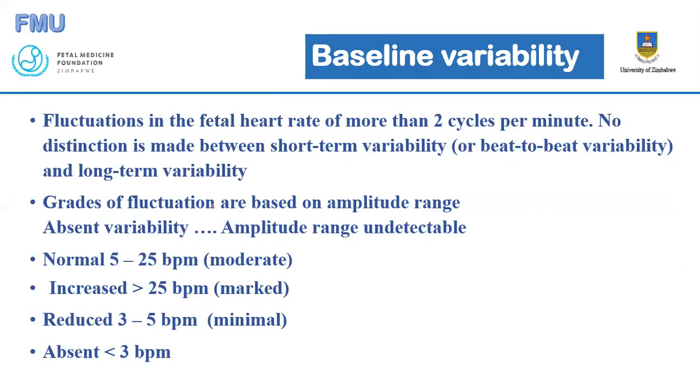So the grades of fluctuation are based on the amplitude range. When there's absent variability, there is no detectable amplitude range. So this is the normal range between 5 to 25 beats per minute. Then increased is greater than 25, reduced is 3 to 5, absent is less than 3.